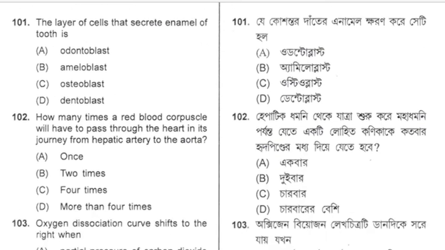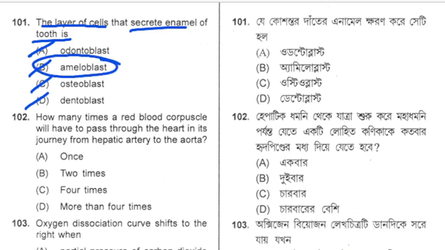So let's begin. The layer of cells that secrete enamel of tooth is... Odontoblast, amyloblast, osteoblast, dentoblast. So the layer of cells that secrete enamel is known as amyloblast.